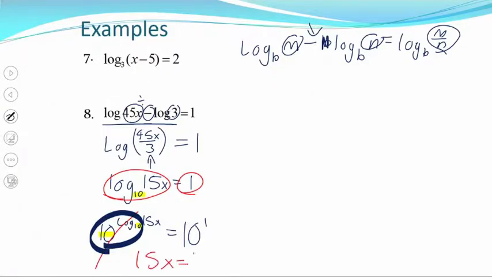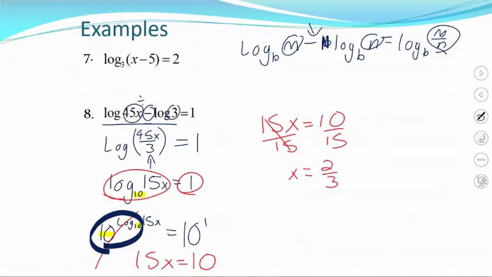Now 10 to the first power is just 10. So our equation is really 15x equals 10. Then you divide by 15, and you get x equal to 2/3, because that's a simplified version of that fraction, or as a decimal, 0.66 and so on repeating. Okay.